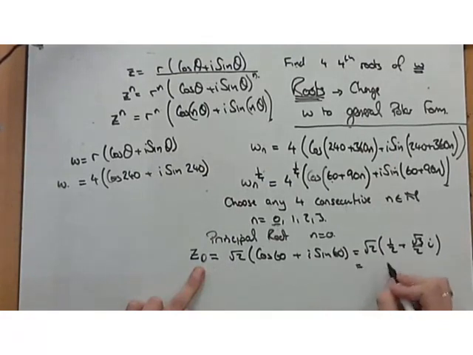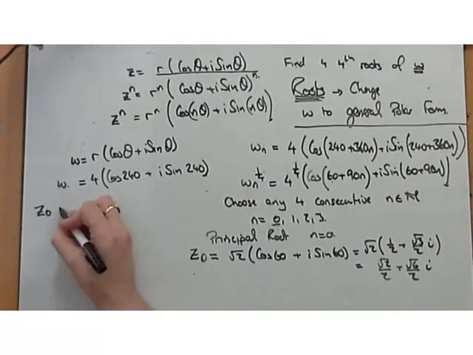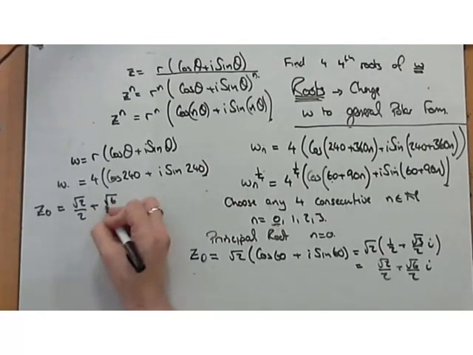Okay, and this is root 2 over 2 plus root 6 over 2 i. And that's my first one, Z0. Z0 is root 2 over 2 plus root 6 over 2 times i. So that's my first one.